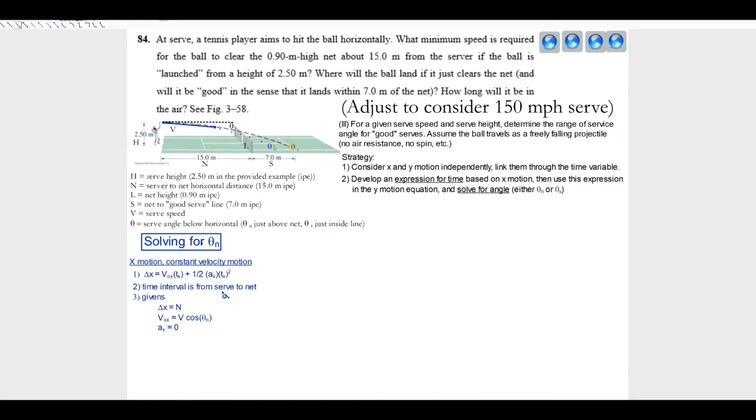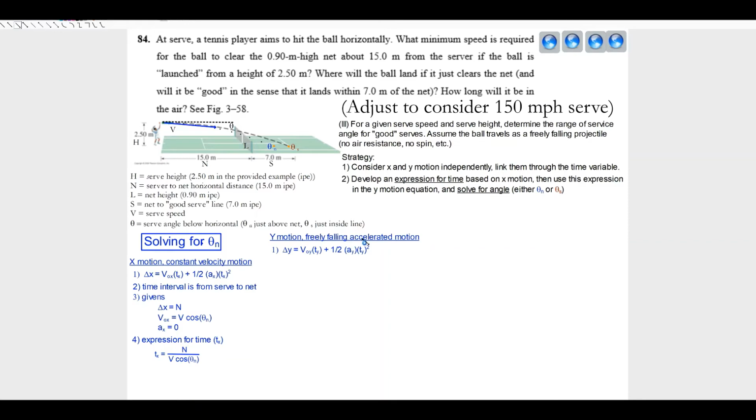Number 3, I have some givens. Delta x is n for our given problem. V naught x is just v times the cosine of whatever angle it is that we eventually find. A sub x is 0, so there's no acceleration that way. Now the expression for time is rather easily done using this equation. Just solve that for t sub x. It's just going to be n divided by the speed at which it's moving in that direction. So n over v cosine theta n. Quite easily done.